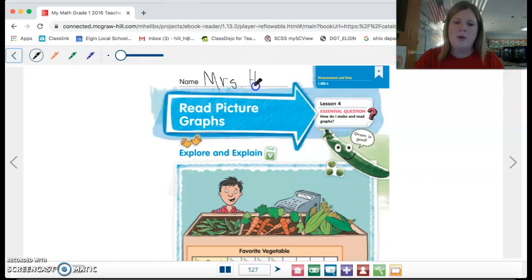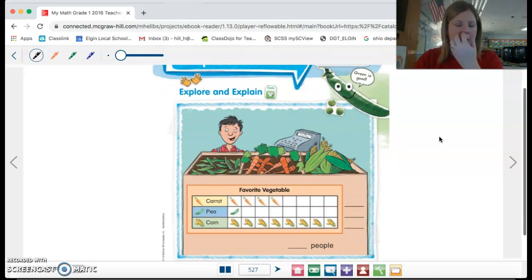And today we were talking about reading picture graphs. So we've been talking about tally marks all week and we've been talking about graphs all week. So today we're going to talk about reading picture graphs, okay? So if I'm looking at this, I'm going to count my vegetables, okay? So I'm going to count my carrots. I'm going to go 1, 2, 3, 4. I know that I have 4 carrots. So I'm going to put 4 over here, okay?